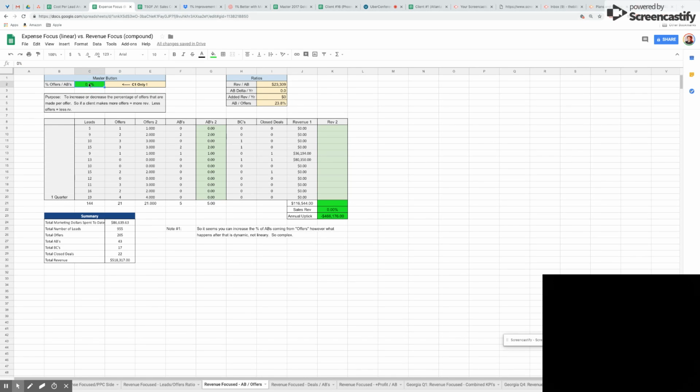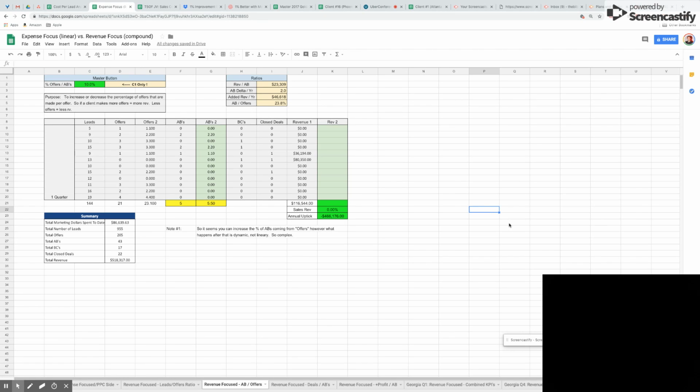So let's just put in 1%, for example. Or actually, let's put in 10%. Let's see what it does. Now when we put in 10%, I'm going to put it in yellow again. Do you see how his ABs went from 5 to 5.5? That makes sense, right? Because 10% of 5 ABs is 0.5. So obviously it goes up by 0.5.